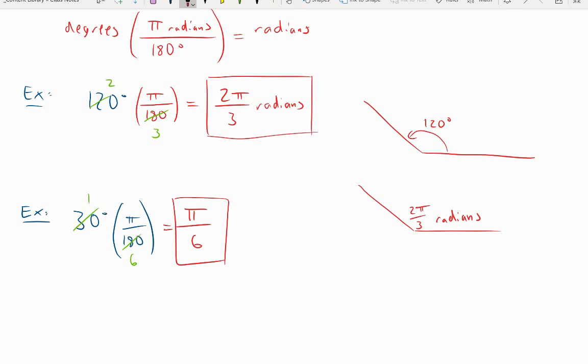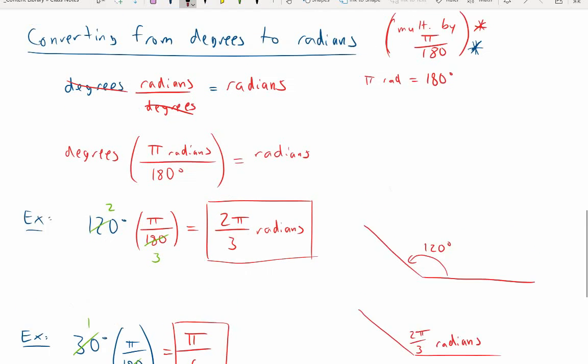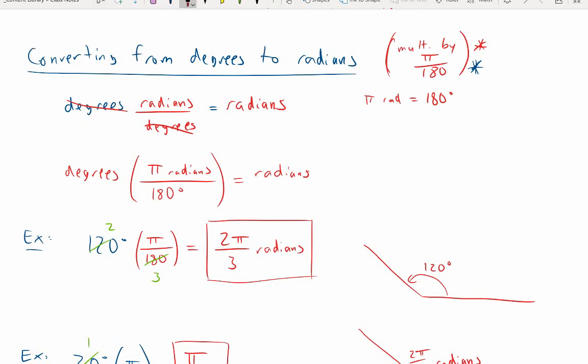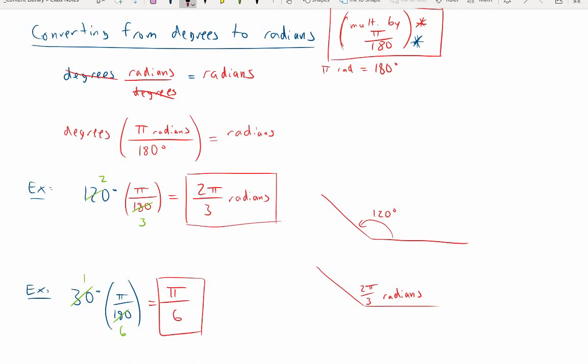Okay. So, to summarize, we want to be able to convert from degrees to radians. Whenever we're converting from a degree measure to a radian measure, we will multiply by pi over 180 and then simply reduce the fraction to simplest form, and that is our radian measure for the given angle. You'll practice that a bunch on the homework tonight.